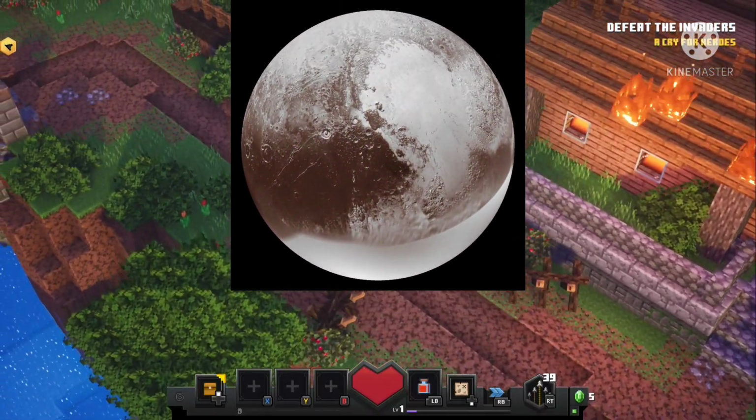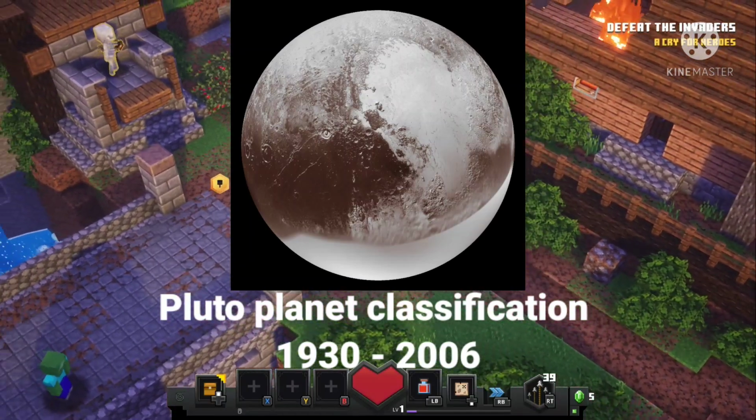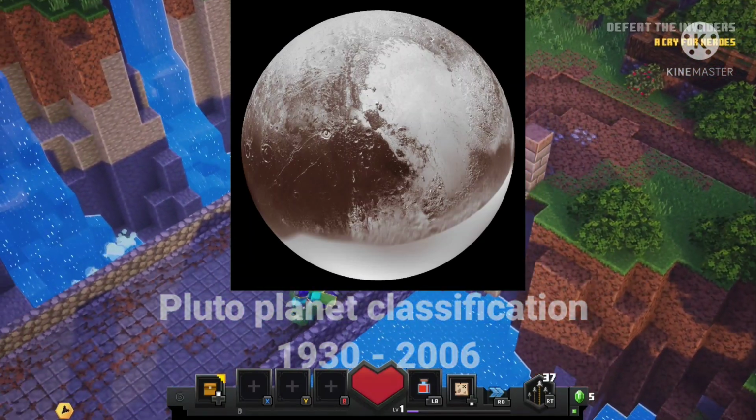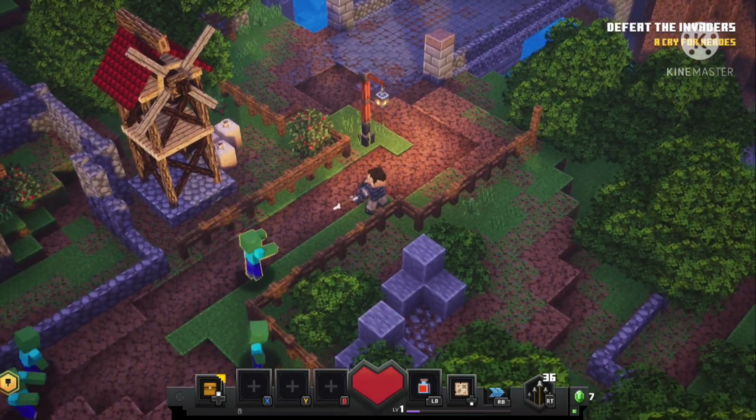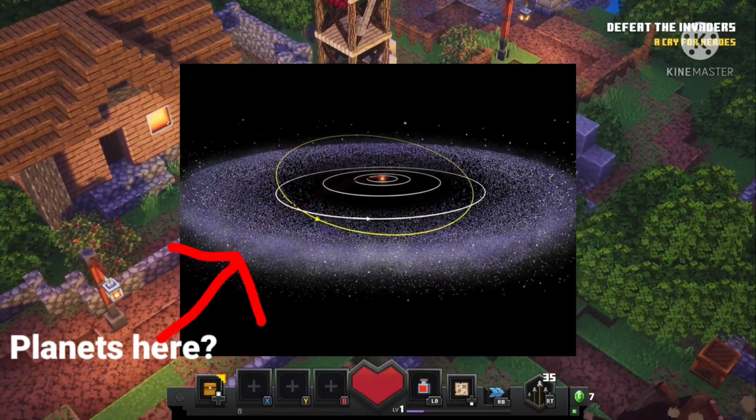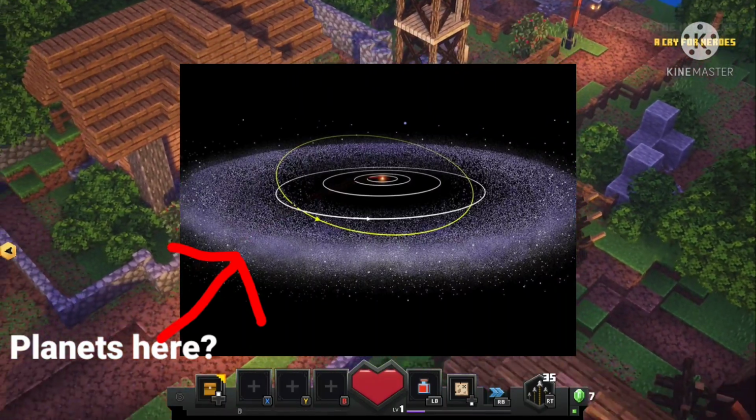Pluto was classified as a planet from its discovery in 1930 until 2006, when it was classified as a dwarf planet. It was demoted to a dwarf planet as arguments began about if other objects in and around the Kuiper belt could be considered planets too.